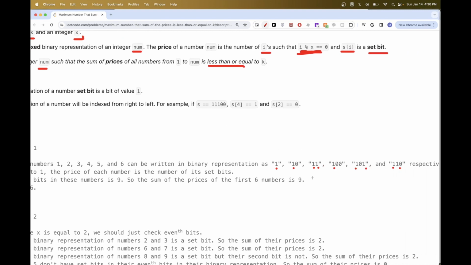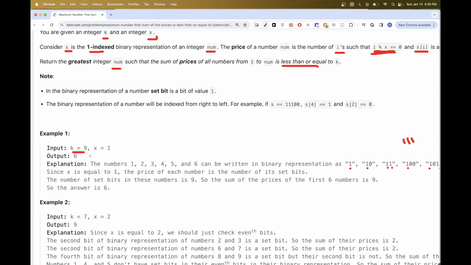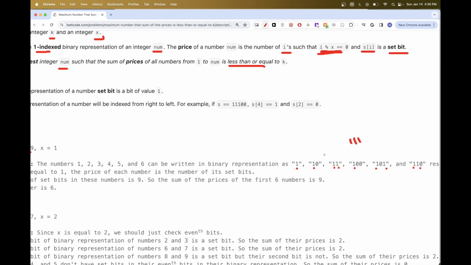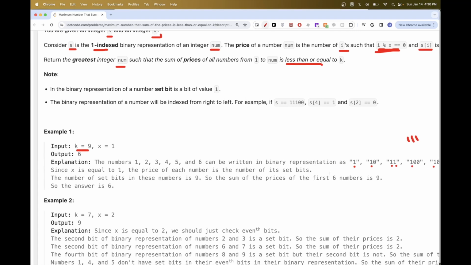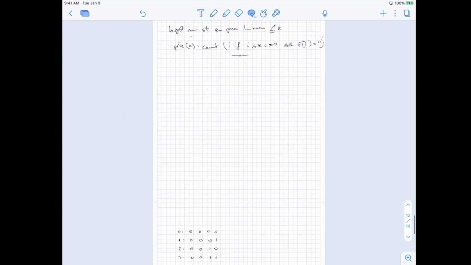If we go up to 7, its binary representation adds 3 set bits, so we'd have 9 plus 3, which is bigger than k. That's why the largest one possible is 6, because if you go to 7, 8, 9, you will only increase the number of bits. But we really understand that.